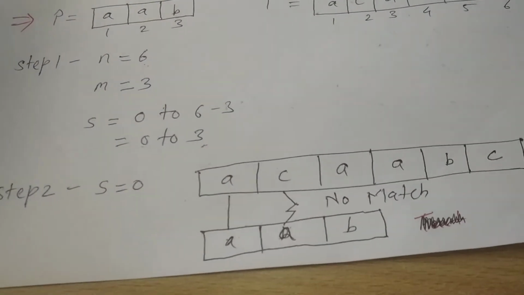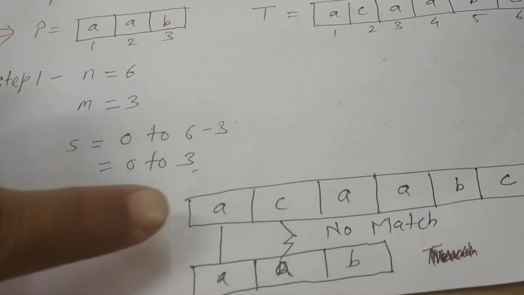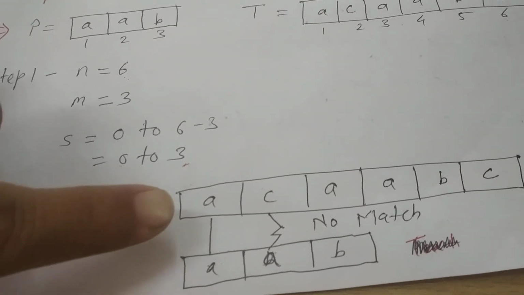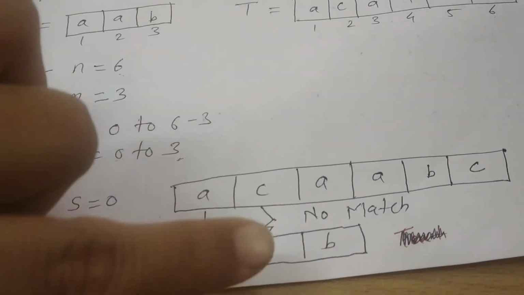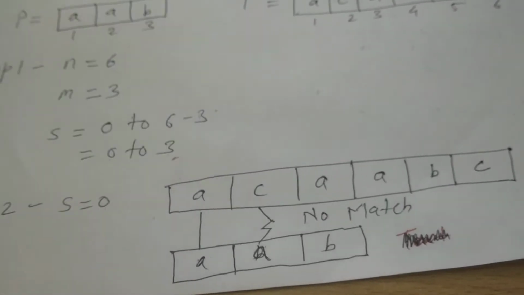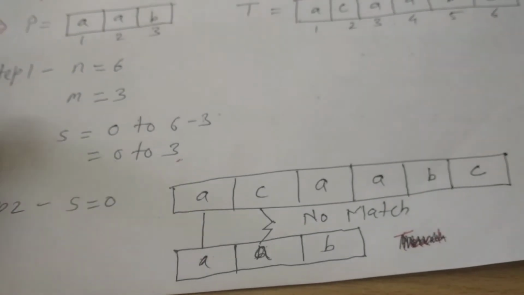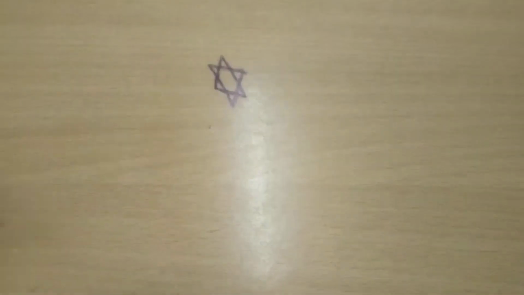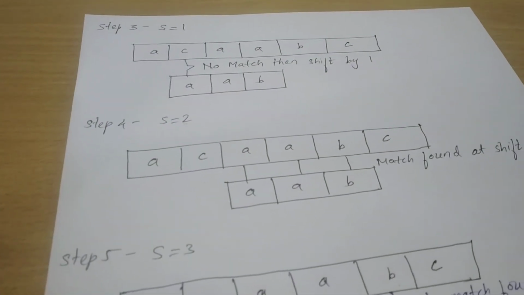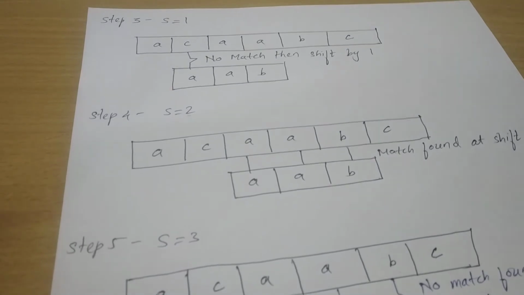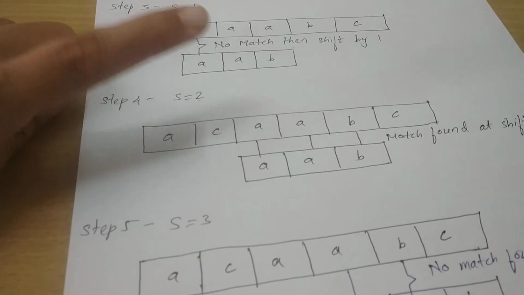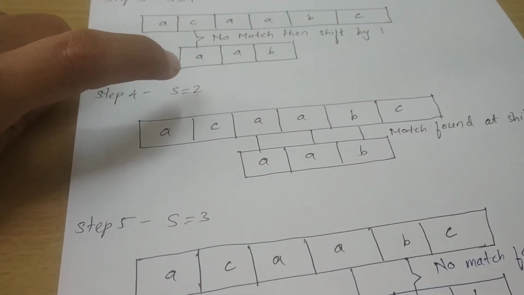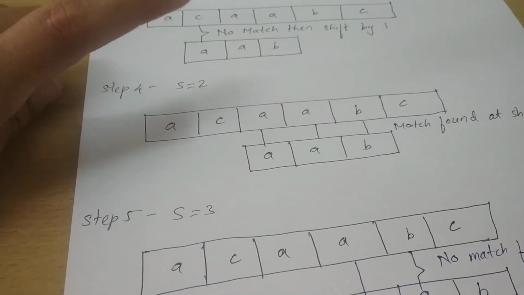We start with s equal to 0. Here is the text, and in this text we have to search for the pattern. The first alphabet is the same, the second is not, so no match. So we perform a shift operation by 1. The value of shift s is 1. Again we search for the pattern in the text, and here the whole pattern is shifted by 1 position. The first alphabet is not matching, so no match is found.